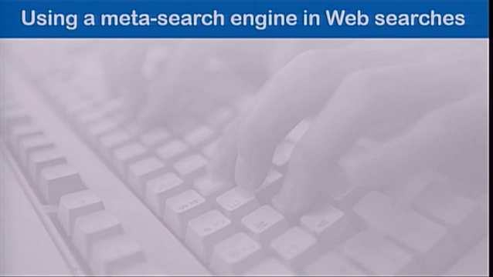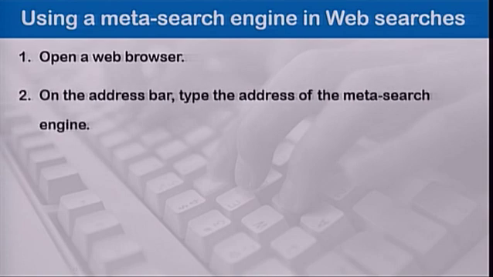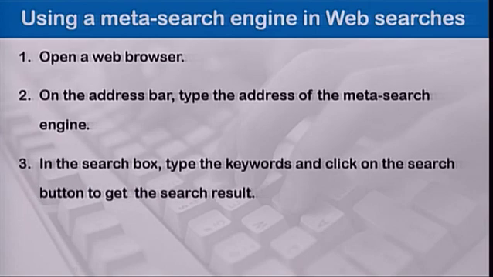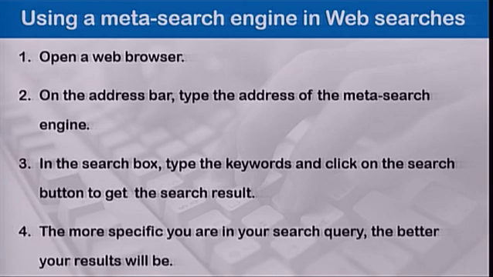Using a meta search engine is very similar to using a search engine. First, open a web browser. On the address bar, type the address of the meta search engine. In the search box, type the keywords and click on the search button to get the search result. Remember, the more specific you are in your search query, the better your results will be.